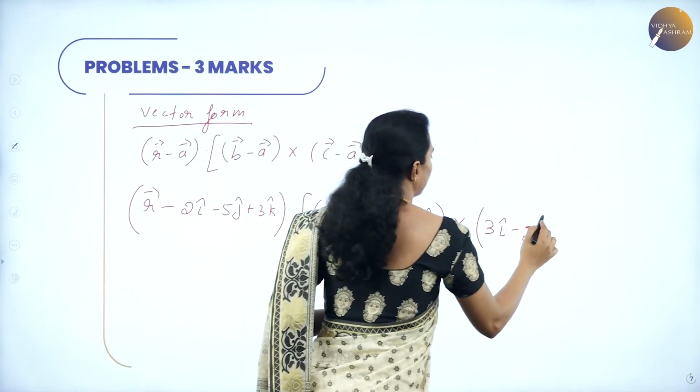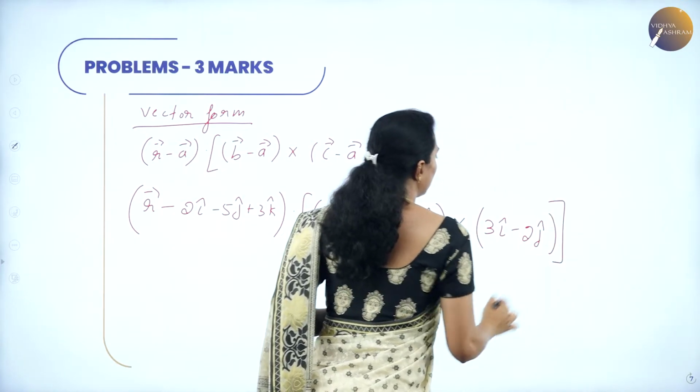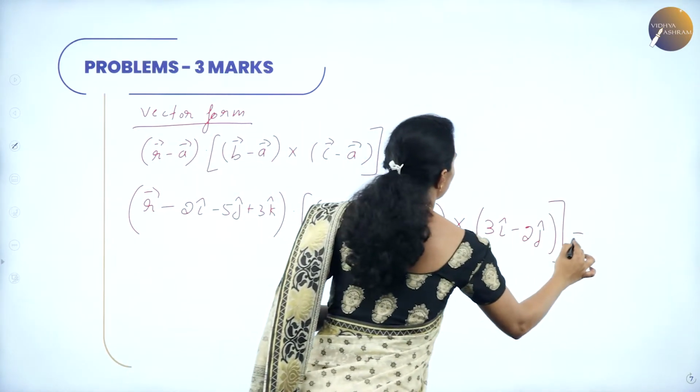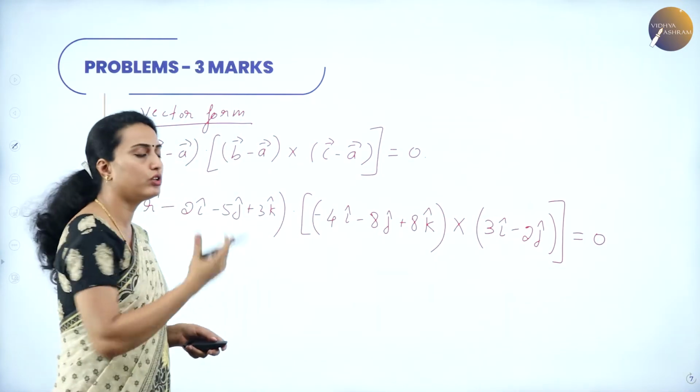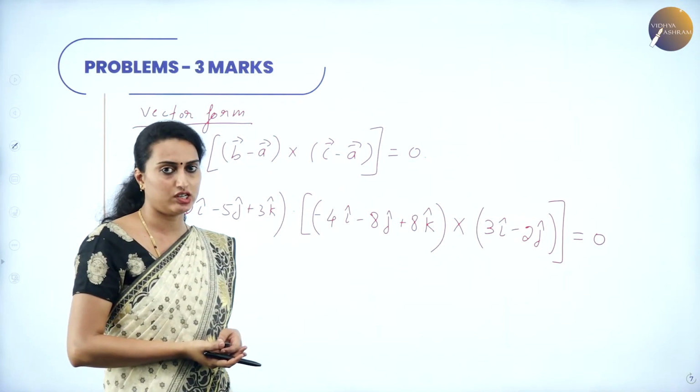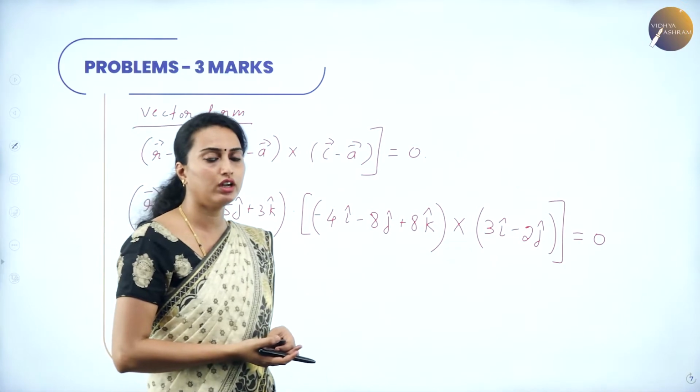You can multiply as it is. If you want, you can write it 0k. Now which will be equal to 0. So this is going to be known as the vector equation. Now we will be moving on to solving the Cartesian form.